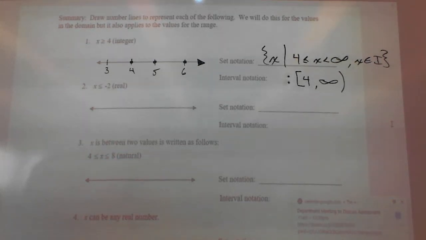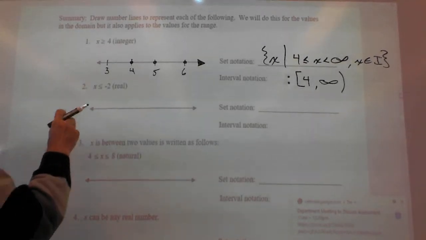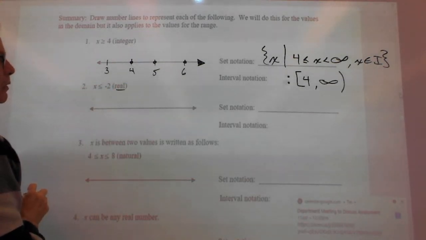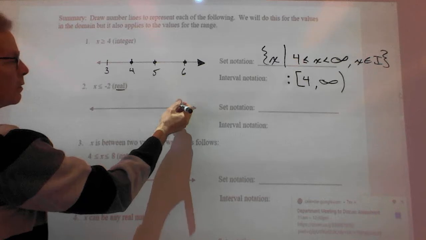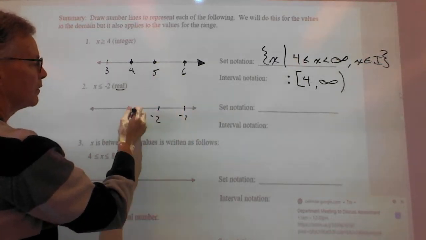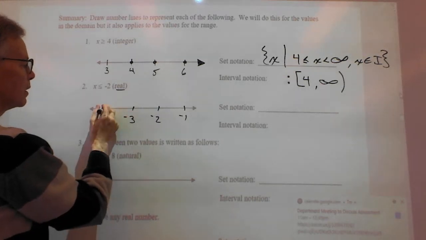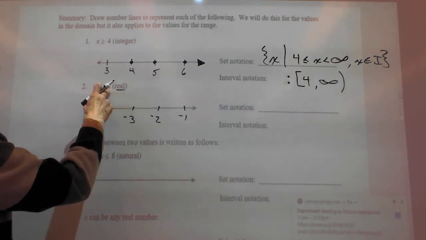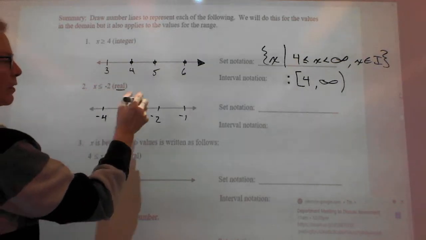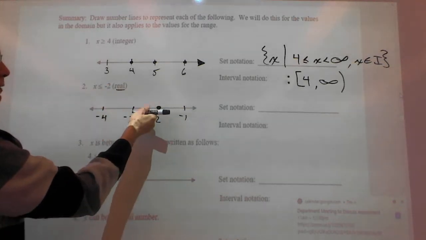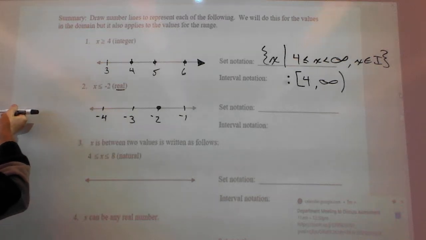Okay, so for number 3, actually no, we'll do number 2. x less than or equal to -2, and this time we're looking at the set of real numbers. Okay, so we're going to start with -1, -2, -3, -4. Okay, so we know that the first number that works is -2. And then x has to be less than that. So this time we're going to the left.